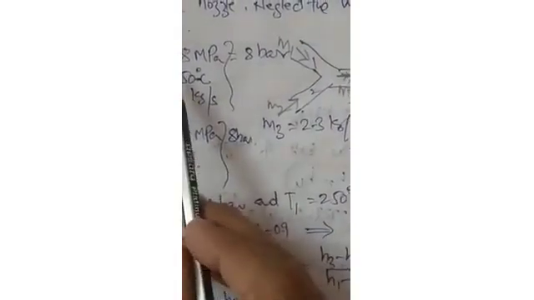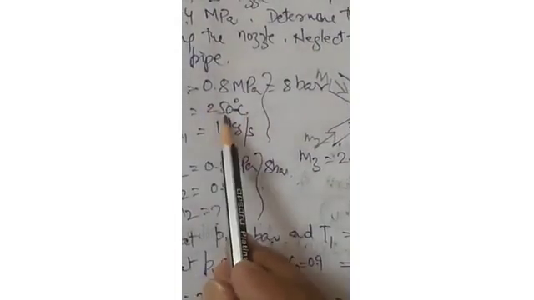I'll show each point on the Mollier chart. First let us mark the first point in the Mollier chart. The first point has pressure equal to 0.8 megapascal and temperature 250 degrees centigrade. I am going to mark the point here. At pressure 8 bar, here is your 8 bar pressure. This is the 8 bar pressure line.